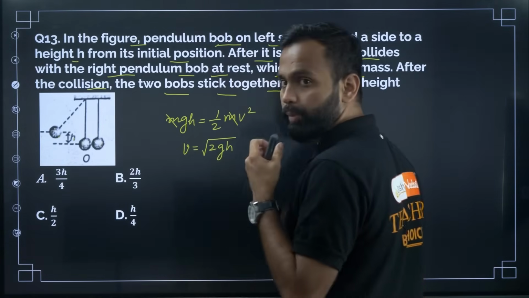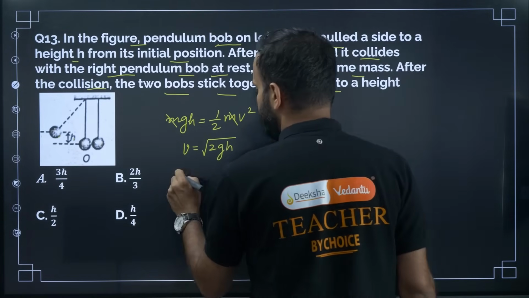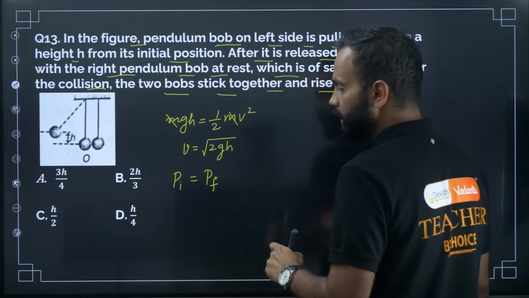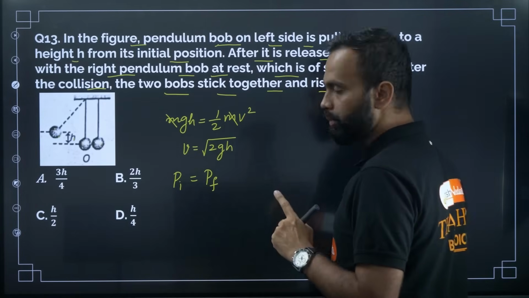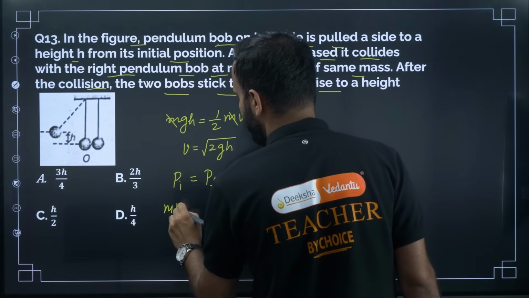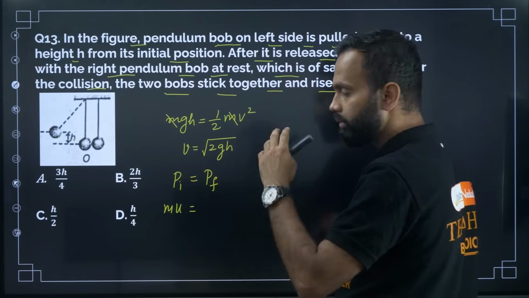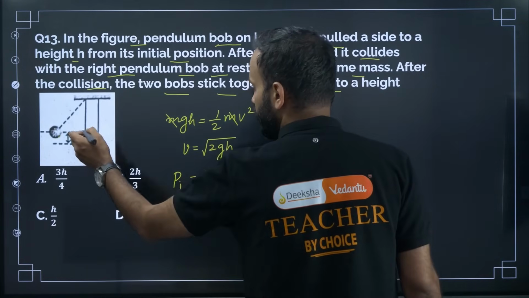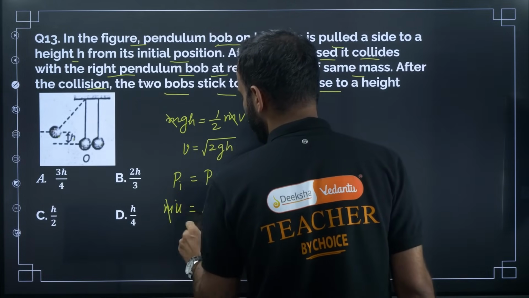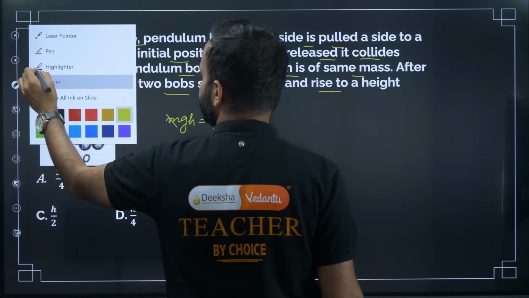Before that, we need to apply the conservation of momentum theorem. What is the conservation of momentum theorem? Initial momentum is equal to final momentum, right? So what is the initial momentum? Initial momentum is the mass of this bob into the velocity of the bob, m into u, which is equal to, after the collision, both will stick together and move, so the total mass will be 2m into v dash. Here m will get cancelled.